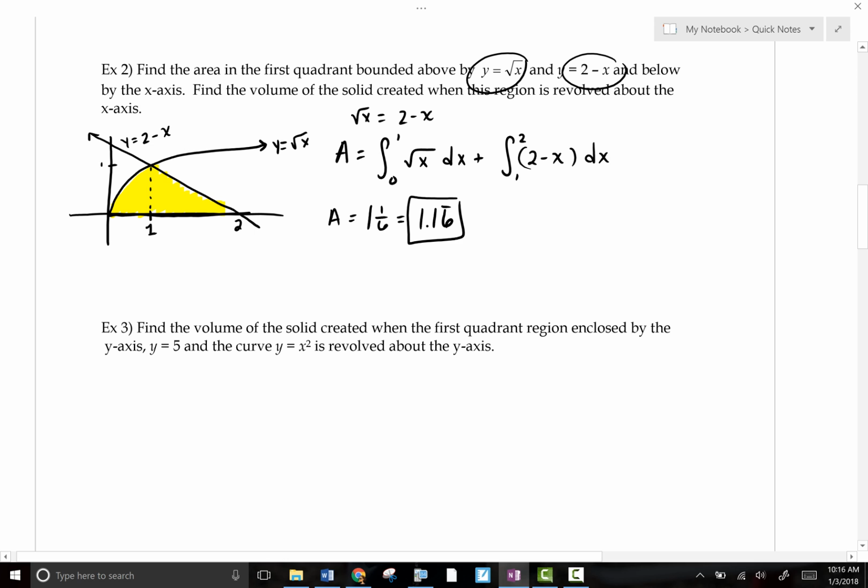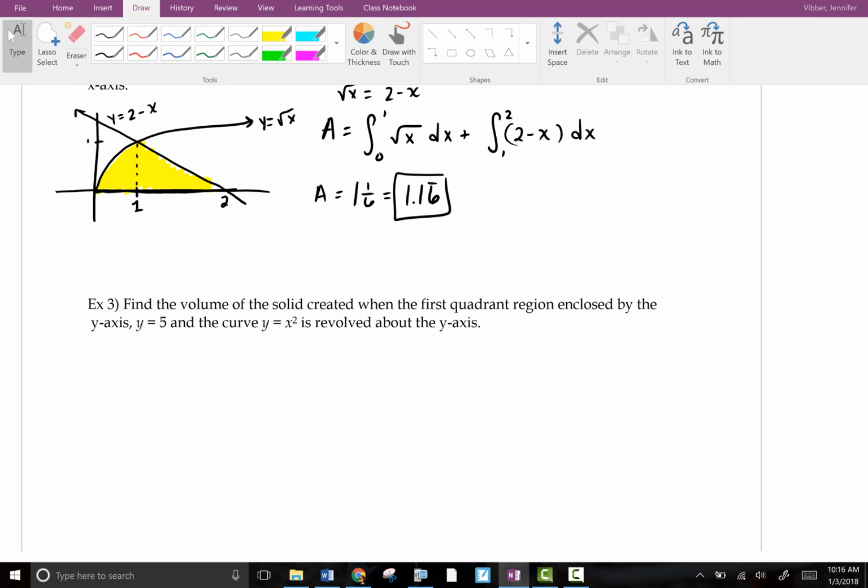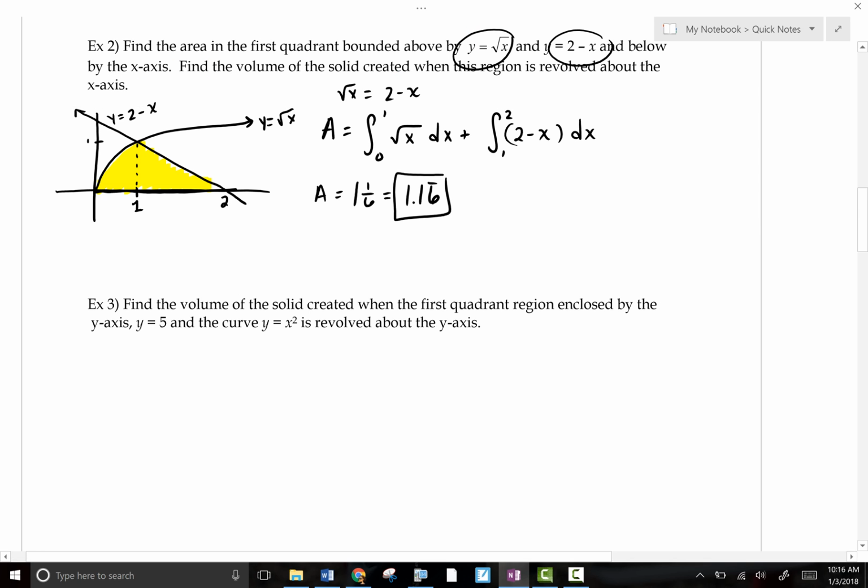Then it said, find the volume of the solid created when this region is revolved around the x-axis. Okay, if I'm going to spin this around the x-axis, this guy's going to come down here like that. And we're going to get what looks like a snow cone. Actually, it looks a lot like a snow cone, right?